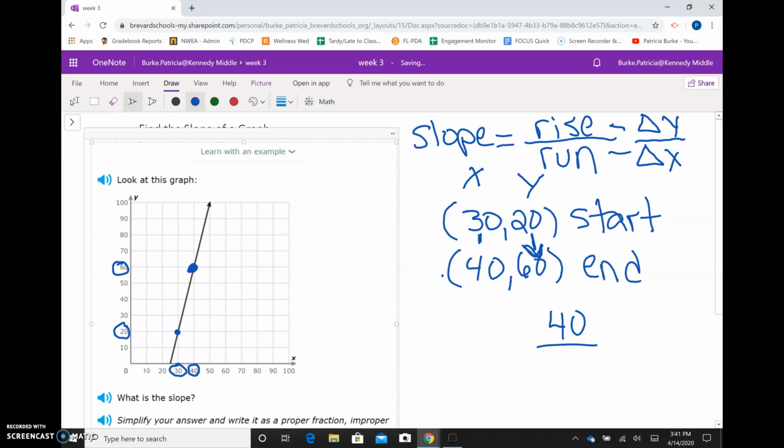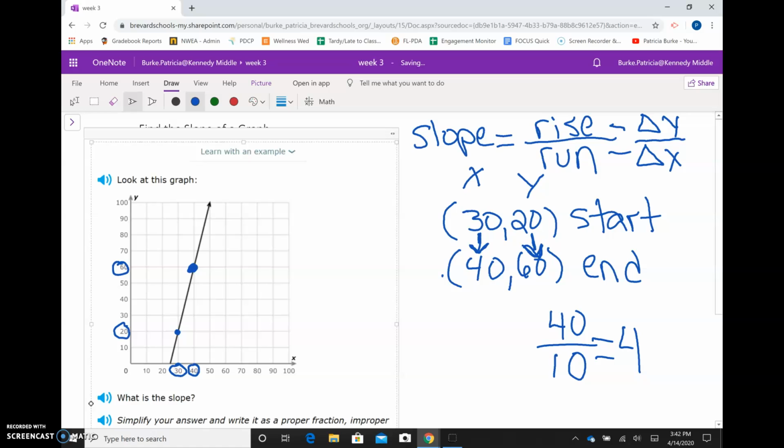And if I start, these are now my x's, if I start at 30 and I end at 40, what did I have to do to 30 to get to 40? Well, I had to add 10. So we're going to add 10, and that's our change in x. And now you simplify it. Well, 40 divides nicely by 10. 40 divided by 10 is 4.